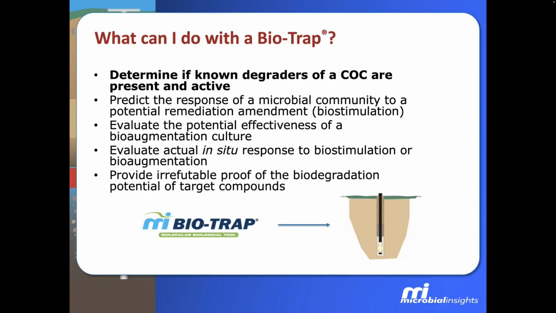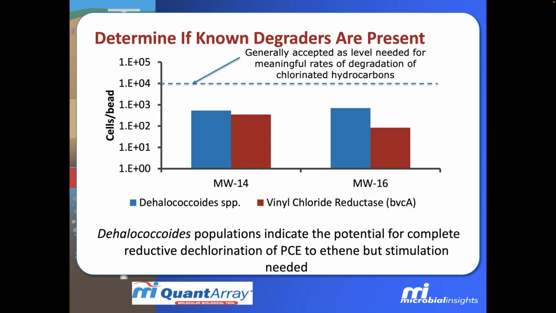So biotraps take lots of different forms, and that's a message that I want to leave you with. Any kind of container that allows Bio-Sep beads to come in contact with the medium that is being sampled, that is a biotrap. And we can design a biotrap to get into any kind of environment that you would be interested in sampling. So let's go back to those bullet points we saw earlier about what we can do with a biotrap. The first bullet point was determine if known degraders of a contaminant of concern are present and active. Let me give you some examples here.